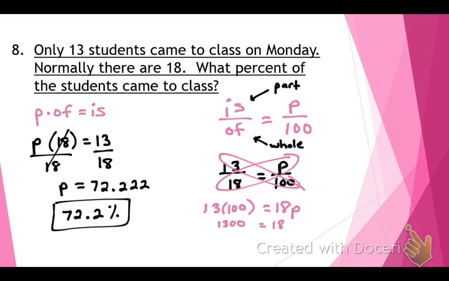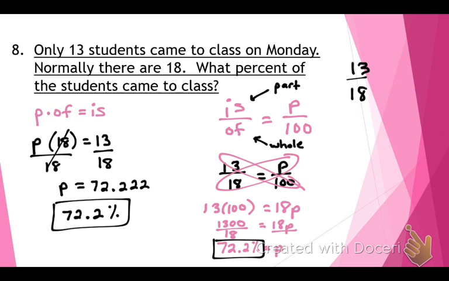Okay, 1300 equals 18p. Divide by 18, and what do you get? 72.22222. Okay, 72.2222222 goes on and on forever, so then you got to put a percent. Okay, now look, if I just want to use common sense, I'm going to go back and reread it one more time. Only 13 students came to class. 13 of them came. Out of 18.